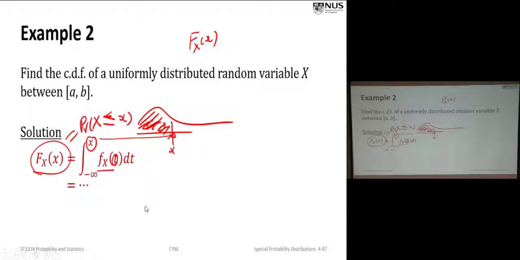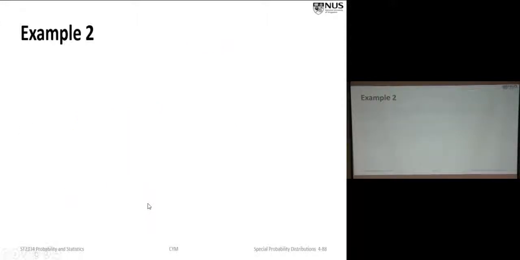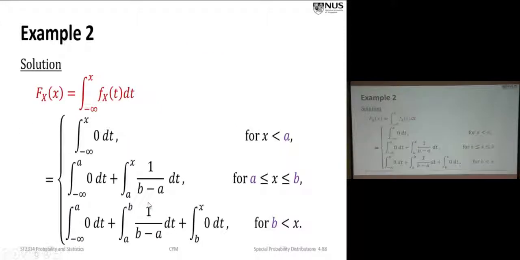It depends on the x value. So here we define it. If x is less than a, you can think of it like this: a and b. The PDF is 0 here, and then jumps here, and then here. So for x less than a, if x is here, what is the chance, what is the area? It is 0. So this one is the integral from minus infinity to x of 0.